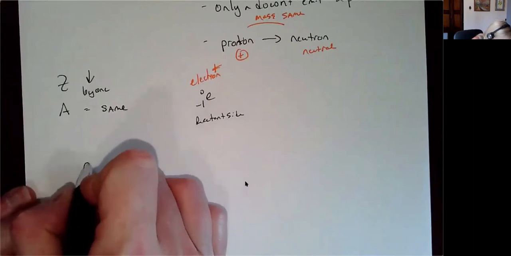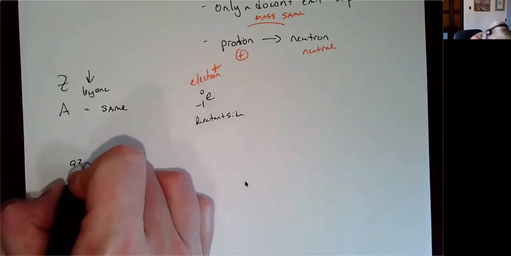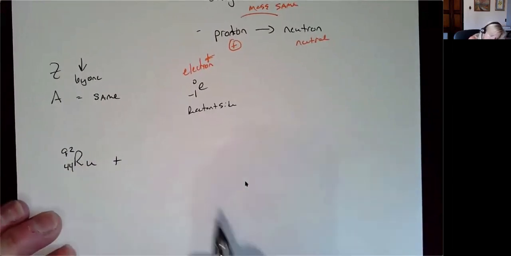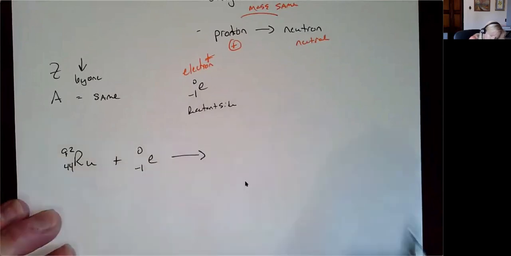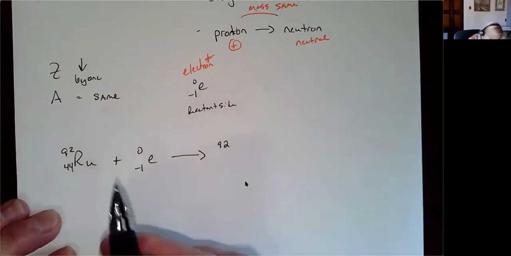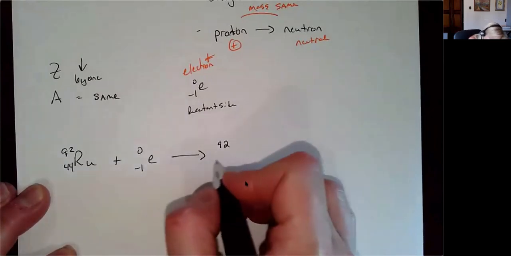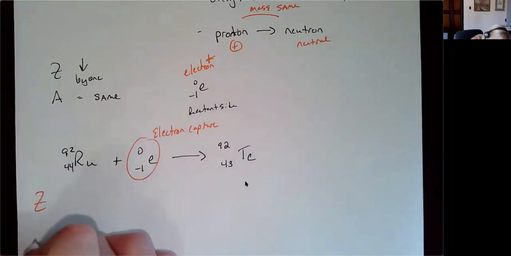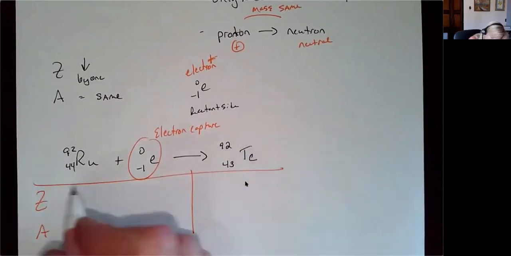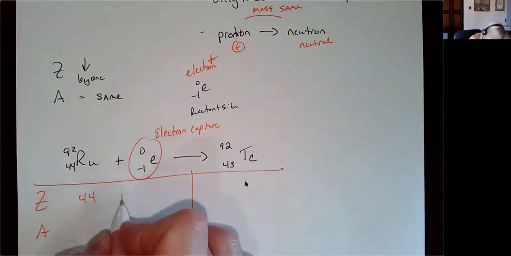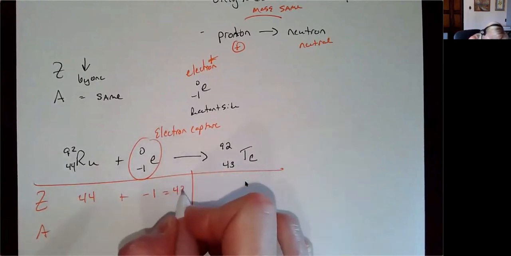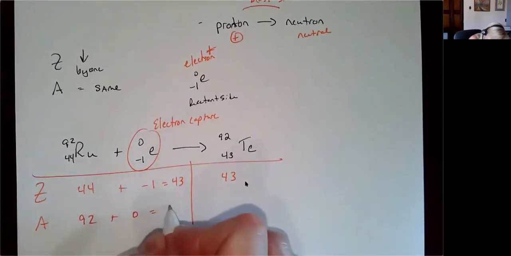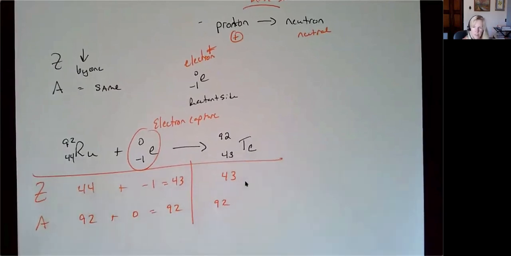An example of this, if I take Ru, ruthenium, 92, and this has an atomic number of 44, if I do electron capture, now this is going to be on my reactant side. My mass number hasn't changed here, but my atomic number has gone down by 1, so this is 43, and this becomes Tc. If I check this Z and A between my reactants and my products, my Z is 44 plus minus 1 is going to give me 43, and I have 43 on this side. This is 92 plus 0 equals 92, and this is 92. So those are the same.